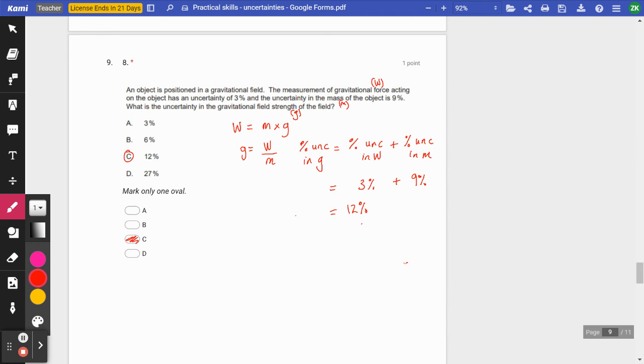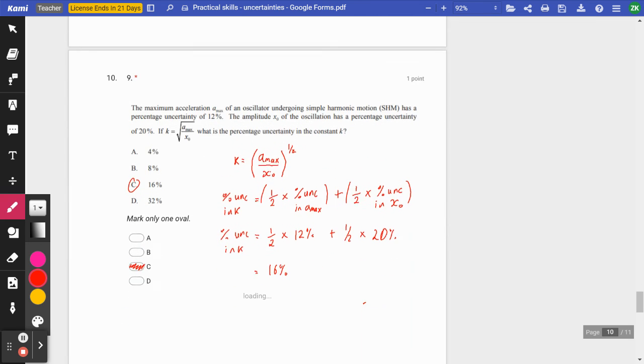So g, that's division. So percentage uncertainty in g is the percentage uncertainty in W plus the percentage uncertainty in the mass. Because it's division, we add the percentage uncertainties. They've given you both. The percentage uncertainty on the weight is 3%, percentage uncertainty on the mass is 9%. So 3 plus 9%, 12%. There we go. That's your answer.